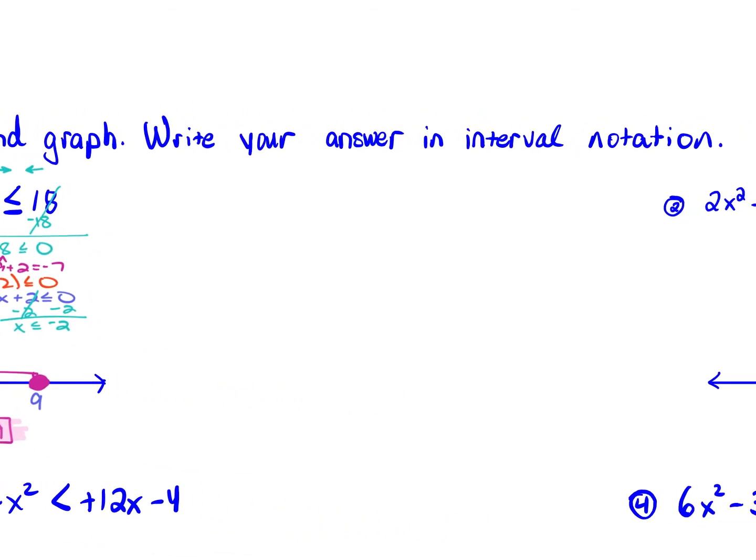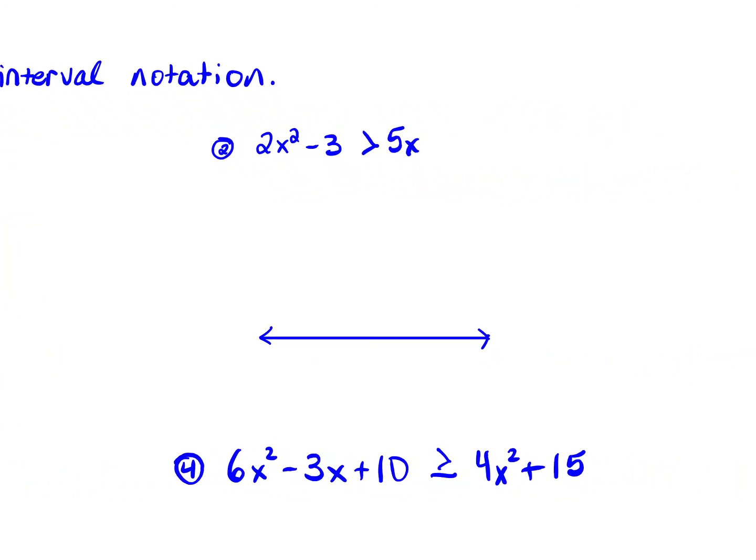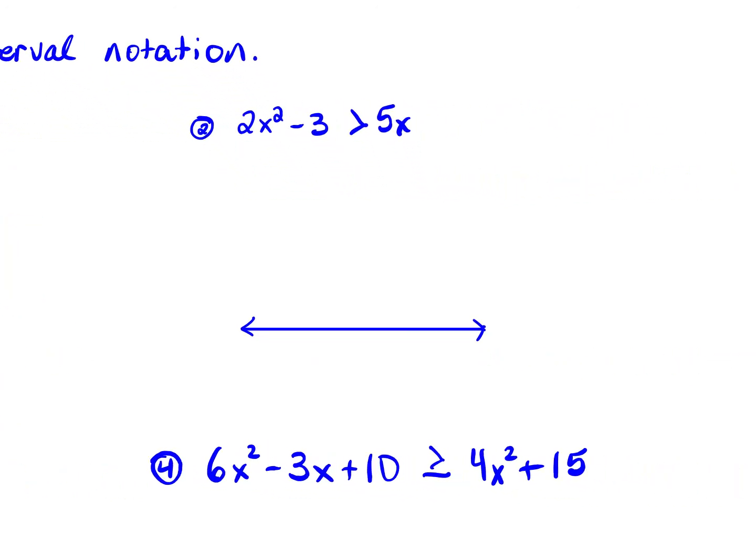For number 2, you have 2x squared minus 3 is greater than 5x. Your 5x needs to be moved over. So how are we going to move that 5x over? Subtract it from each side. So this gives us, bless you, 2x squared minus 5x minus 3 is greater than 0.